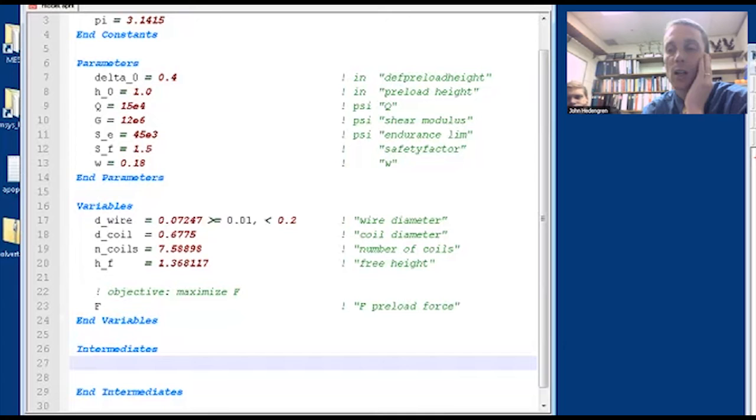If you get a message from the solver that says unbounded solution, then that might be an indication that you don't have enough constraints on your problem. The solver's found a combination of variables that is going to take one of the variables to infinity. So those are the two things to watch out for when you're setting this up. Let me just go through the intermediates.